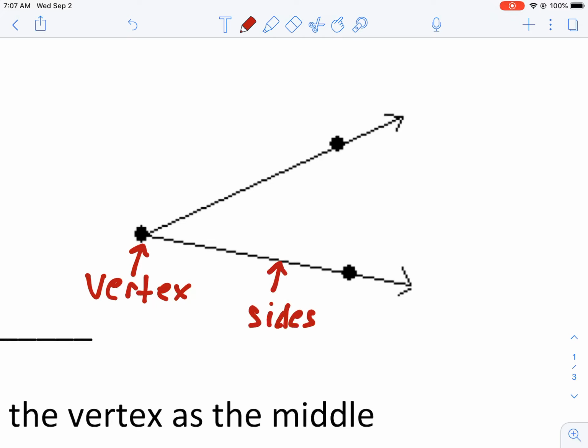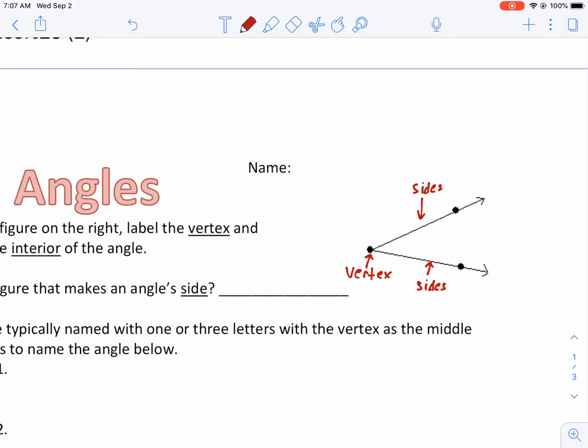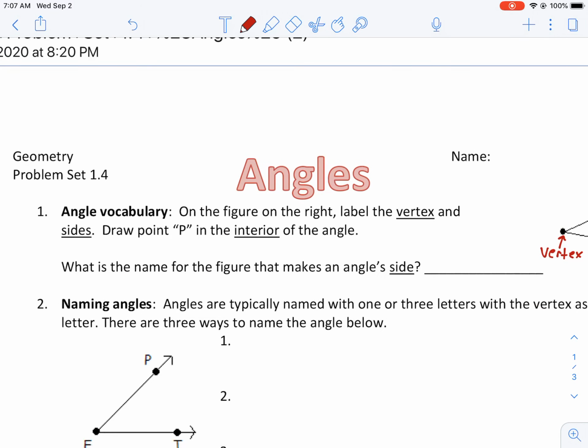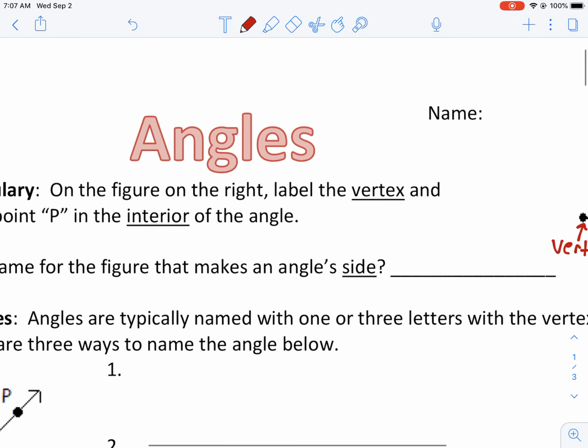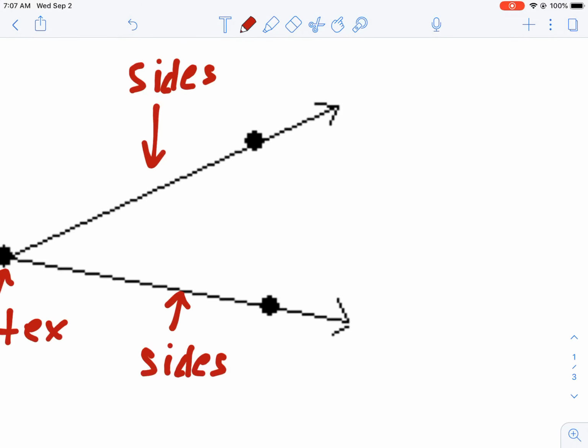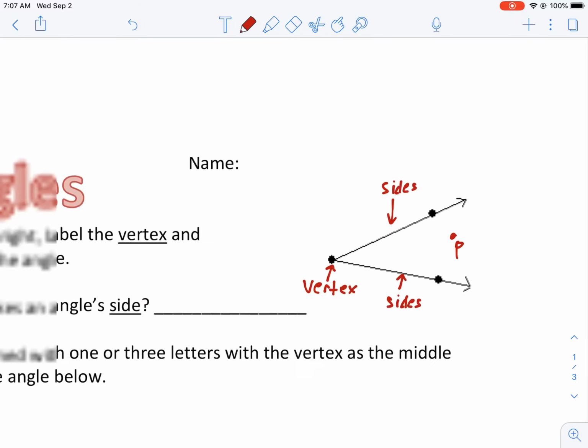So the sides are the two lines, or actually rays. Could be lines, could be rays, could be line segments, I guess. But they are the two sides that actually create the angle. And draw point P in the interior of the angle. The interior of the angle is just anything in between the two lines. And these extend forever, right? So the interior could still be out there as well. So there's point P, that's the interior, inside.